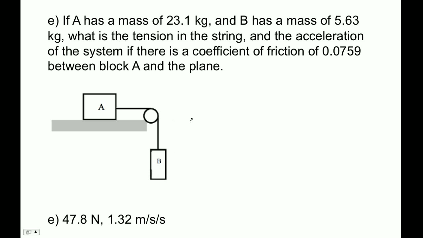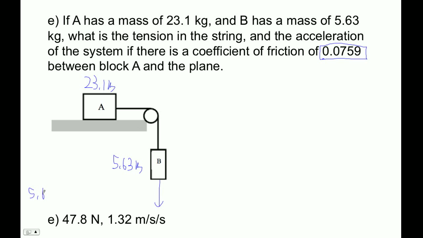Okay, finally, we're given something that's worthy of our giftedness and talentedness, right? So this is 5.63 kilograms. This is 23.1 kilograms, right? So two things we've got to calculate. First is the force of gravity acting down on this guy, right?